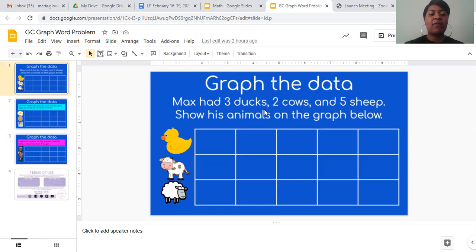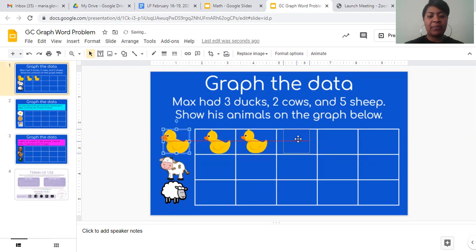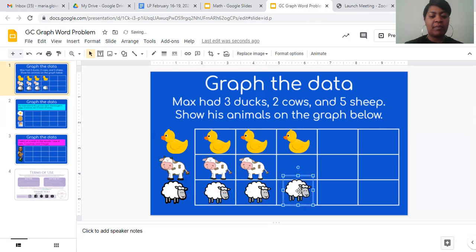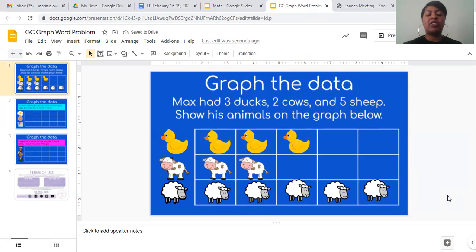So how many ducks did he have? He had 3. 1, 2, 3. How many cows? That's right, he had 2. 1, 2. And how many sheep did he have? He had 5. Very good. 1, 2, 3, 4, 5. Now, with data or information from this picture graph, we can ask and answer questions.